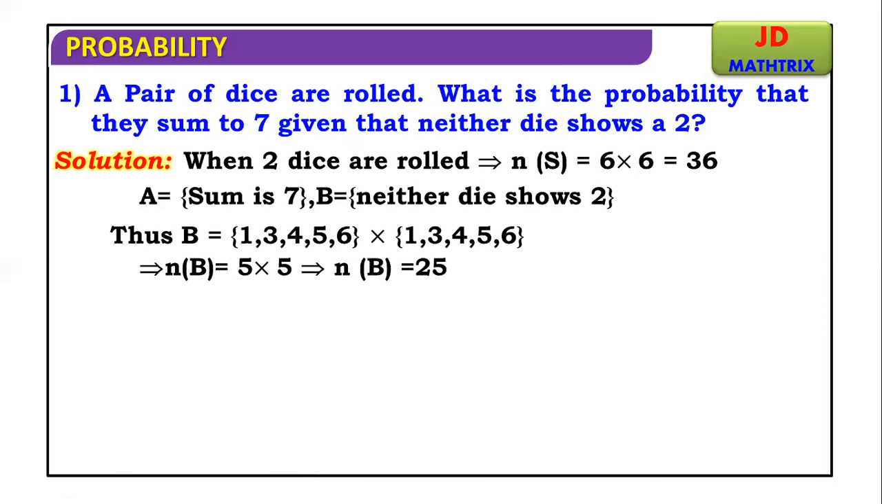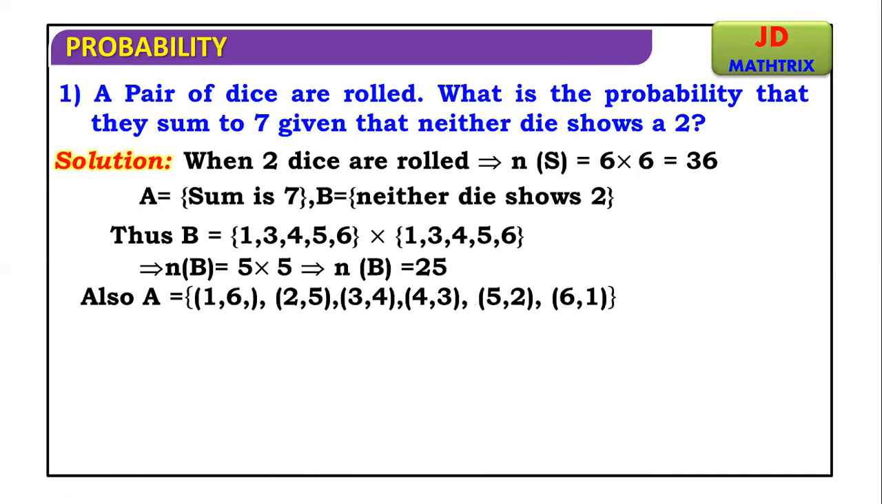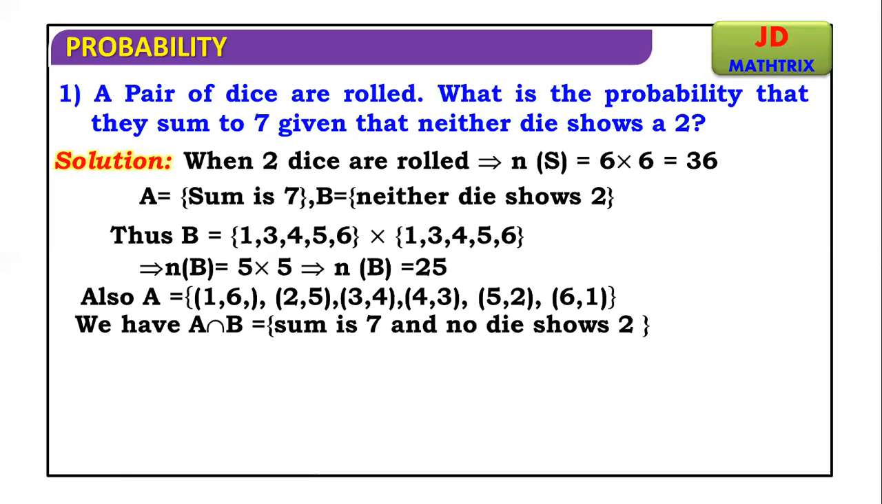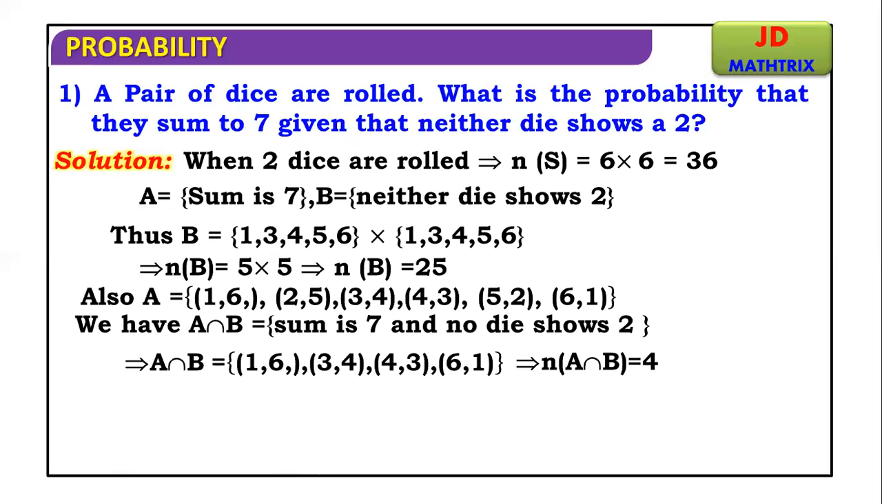Next, A is equal to the event of getting sum 7. That is 1,6; 2,5; 3,4; 4,3; 5,2; 6,1. Now A intersection B is the event sum 7 and neither die shows 2. That means these two elements, 2,5 and 5,2, should be eliminated from the set A. Therefore, A intersection B is equal to 1,6; 3,4; 4,3; 6,1. Then n of A intersection B is equal to 4.